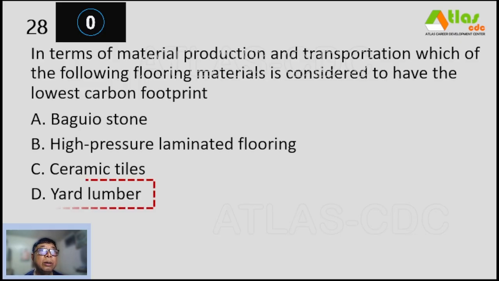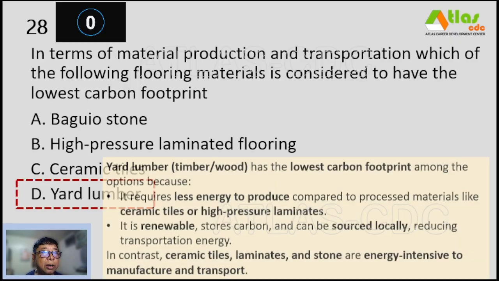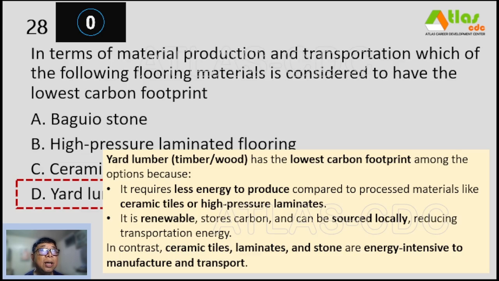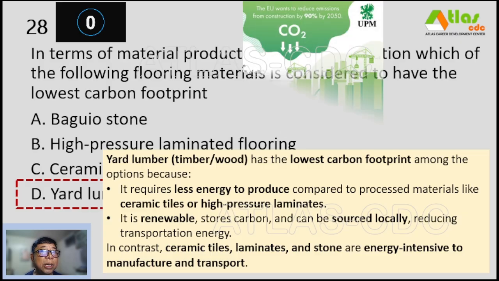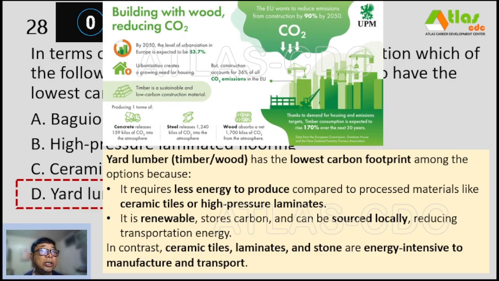And our correct answer is letter D, yard lumber. So yard lumber, or timber or wood, has the lowest carbon footprint among the options because it requires less energy to produce compared to processed materials like ceramic tiles or high-pressure laminates. It is renewable, stores carbon, and can be sourced locally, reducing transportation energy. In contrast, ceramic tiles, laminates, and stone are energy-intensive to manufacture and transport.